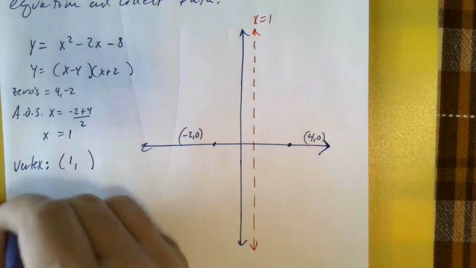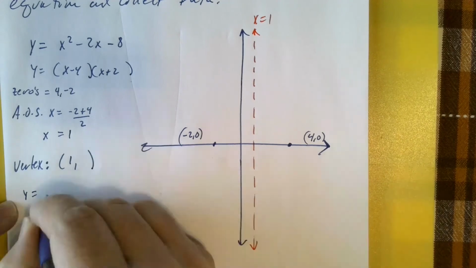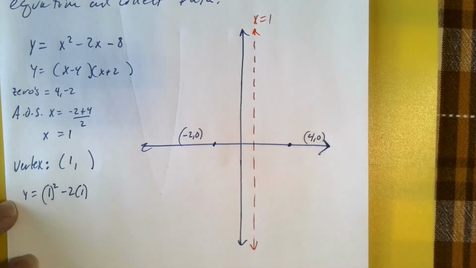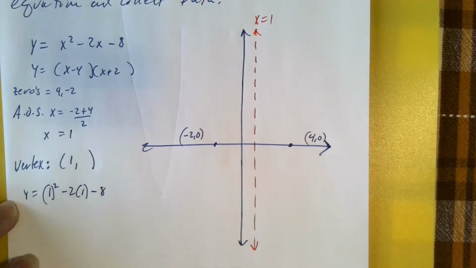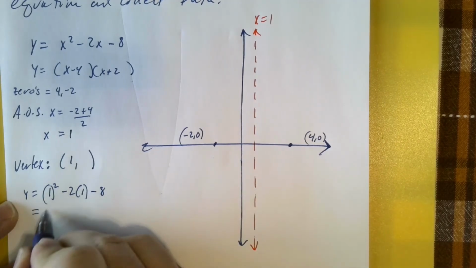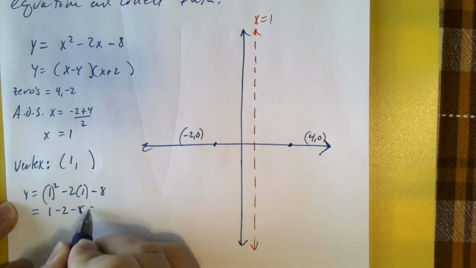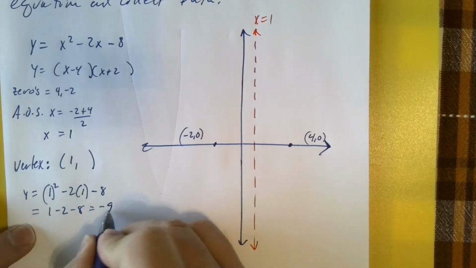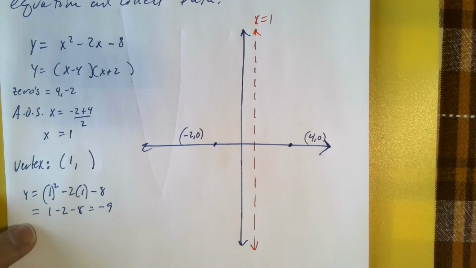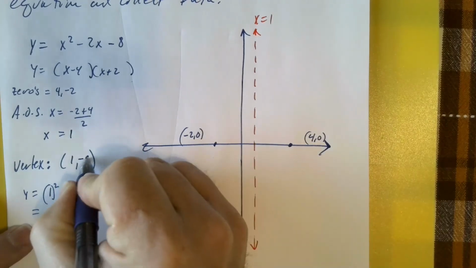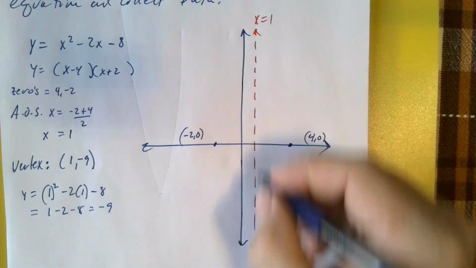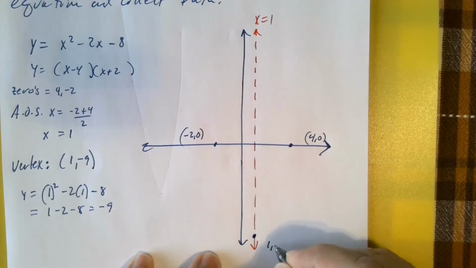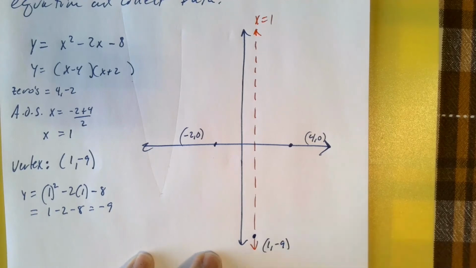Yeah, so I'm going to go y equals 1 squared minus 2 times 1 minus 8, right? Well, that's going to give me 1 minus 2 minus 8, which gives me negative 9, right? So my vertex occurs at 1 and negative 9, so I come over here to 1, I go down, we'll say that that is negative 9, we'll go 1 comma negative 9, okay?